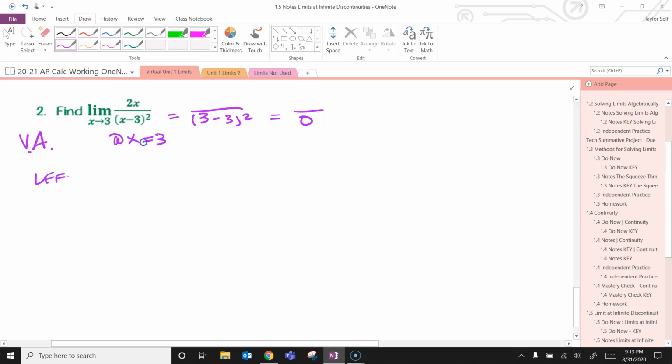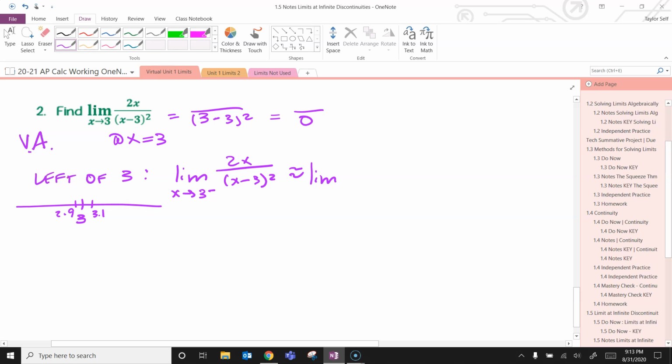So left of 3, and again I'll draw my number line. Just to the left of 3 would be 2.9. Just to the right of 3 would be 3.1. So left of 3, we're going to write the limit as x approaches 3 from the left-hand side of 2x over (x minus 3) squared is approximately equal to the limit as x approaches a number that's just to the left of 3, 2.9, of 2x over (x minus 3) squared. Okay, cool. I want you to tell me, what do you get?